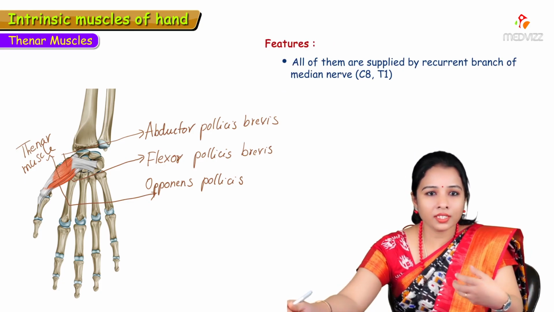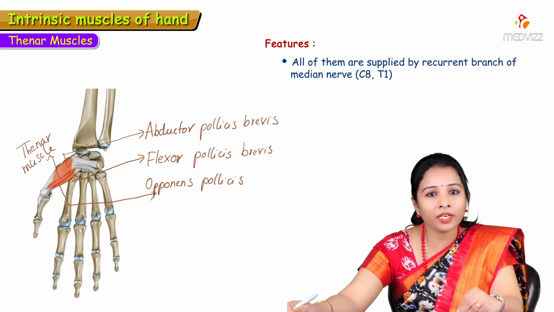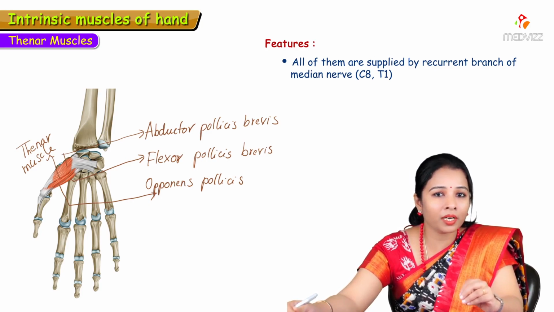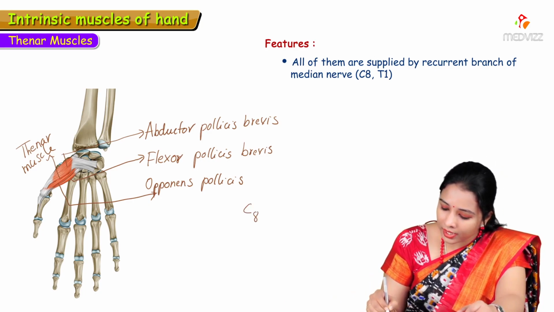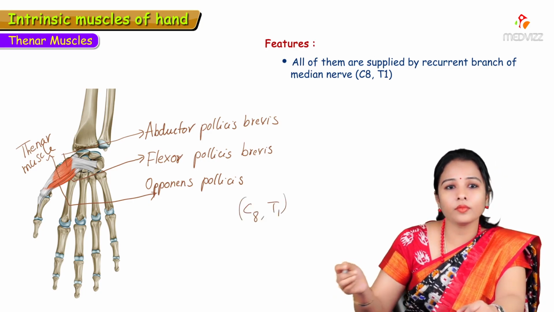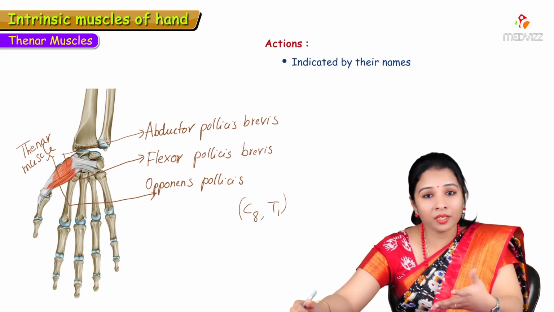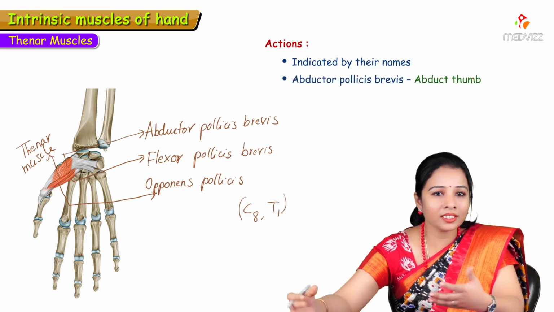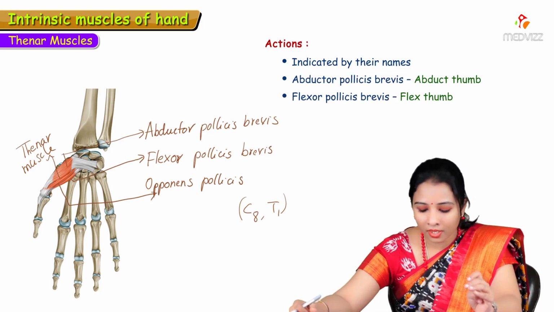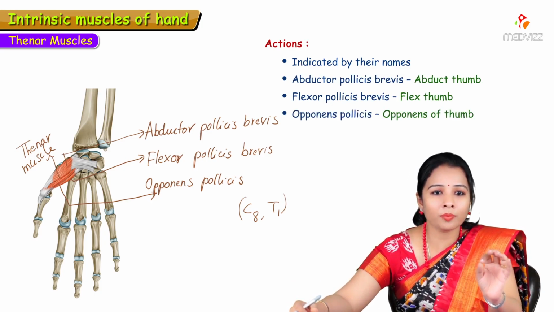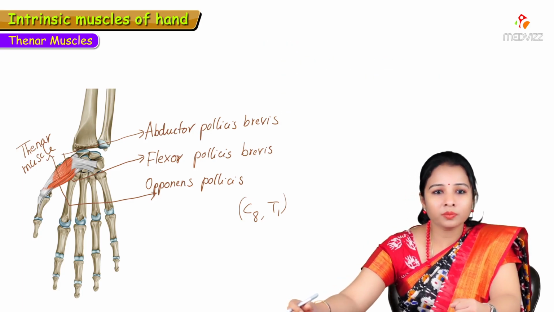And all these 3 are supplied by the median nerve. To be more specific, they are supplied by the recurrent branch of the median nerve having the root value C8, T1. So the actions of these thenar muscles are indicated by their names itself. Like abductor pollicis means it helps in abduction, flexor pollicis helps in the flexion of the thumb, and opponens pollicis helps in the opposition of the thumb. So starting with the abductor pollicis brevis.